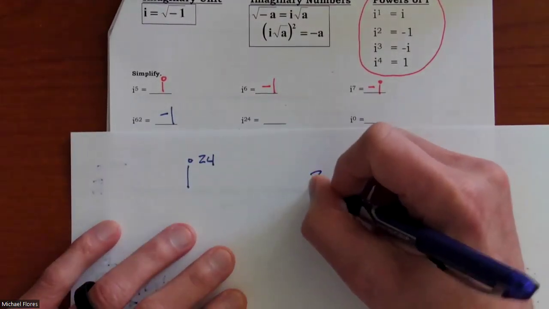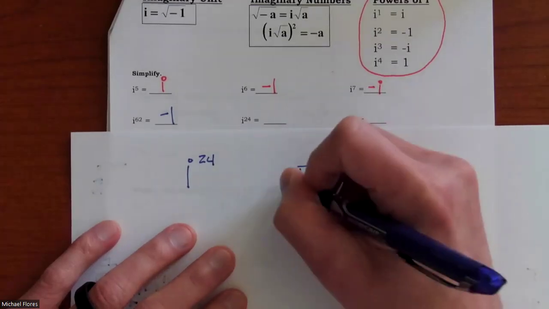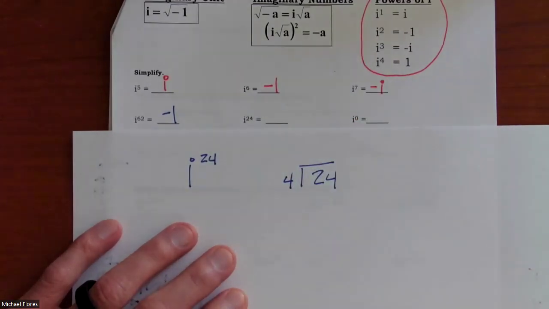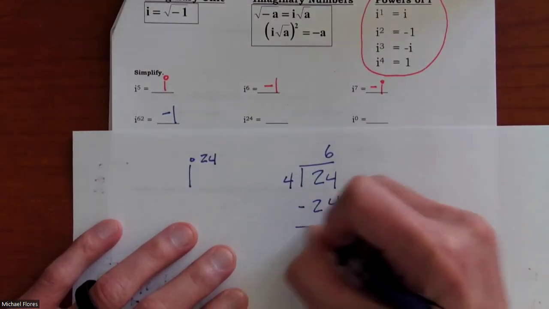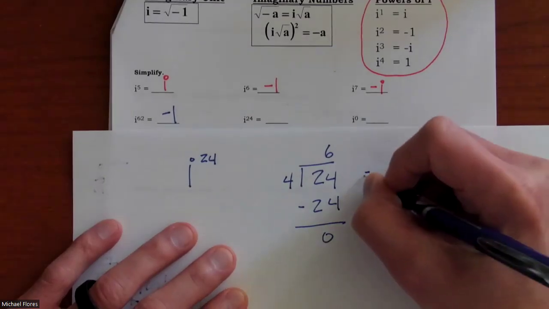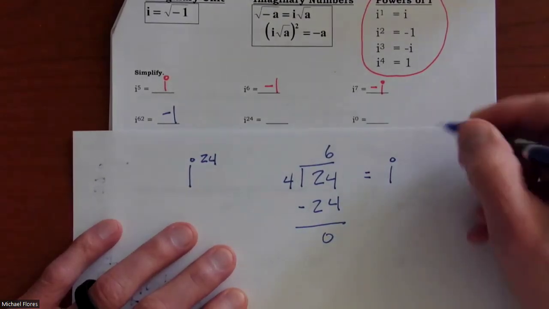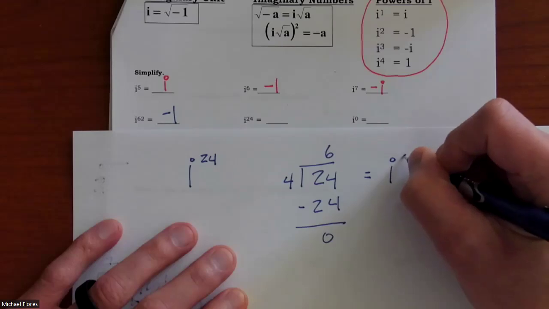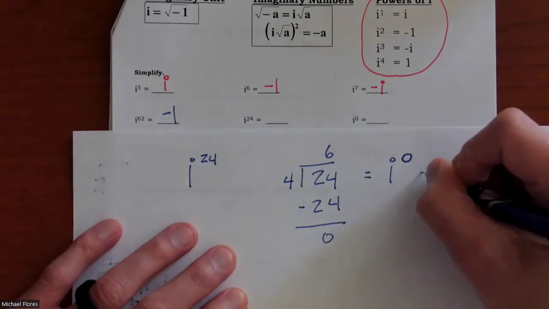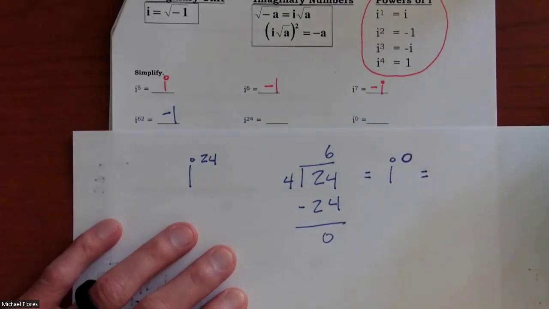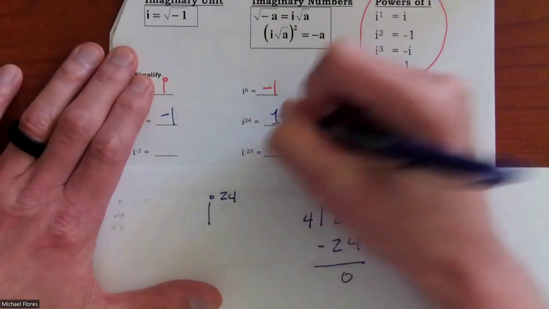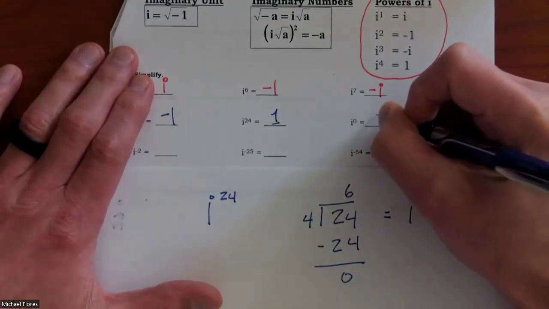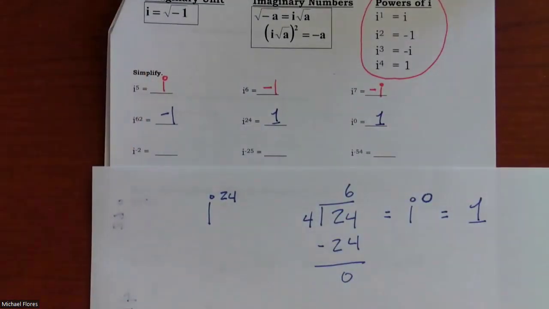Let's take that exponent and divide it by 4. Well, 4 goes into 24 perfectly, 6 times, no remainder. So i to the 24th power is the same thing as i to the 0 power. And ladies and gentlemen, boys and girls, anything to the 0 power is 1. So your answer here is 1. i to the 0 power, 1.